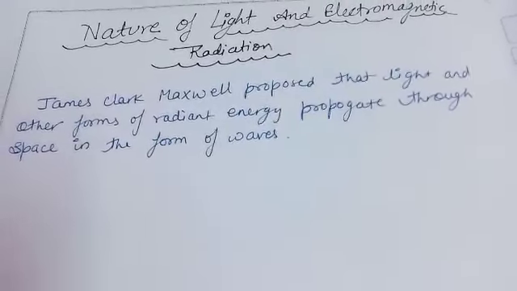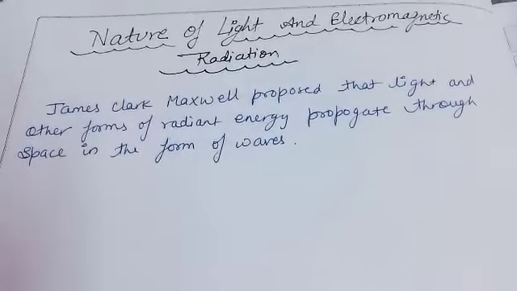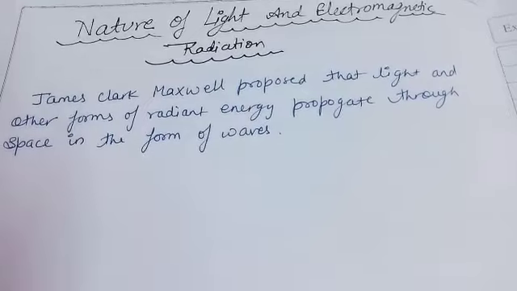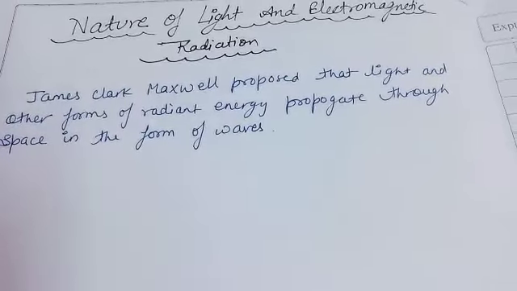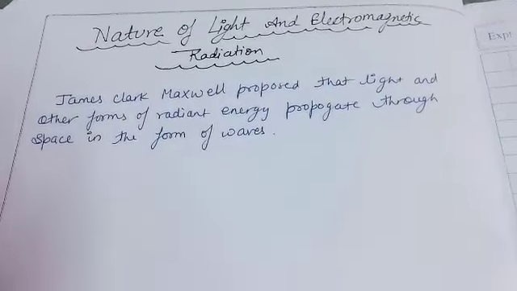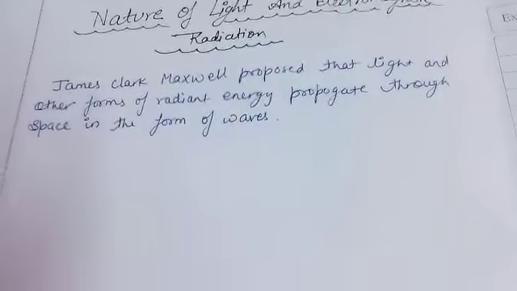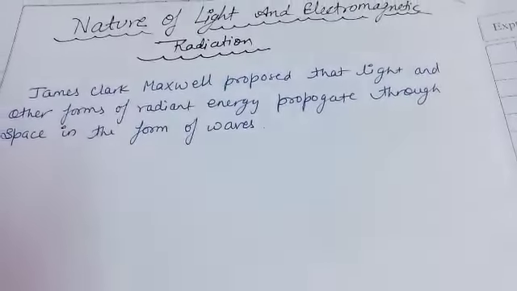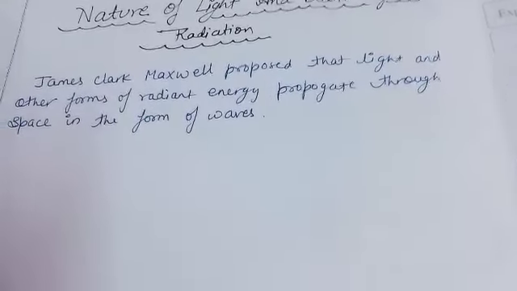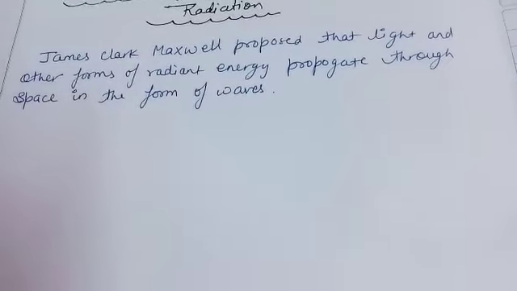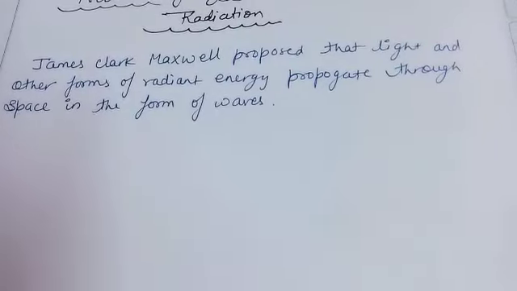Now, first of all, James Clerk Maxwell proposed that light and other forms of radiant energy propagate through space in the form of waves. What is the meaning of radiant energy? It is energy emitted from any source, either a heated rod or the filament of a bulb through which electric current is passed continuously, in the form of radiation. That is known as radiant energy. Now this was the same thing others said, so what was new? Maxwell said that these waves have electric and magnetic fields associated with them, and that is the reason these radiant energies are known as electromagnetic radiation or electromagnetic waves.